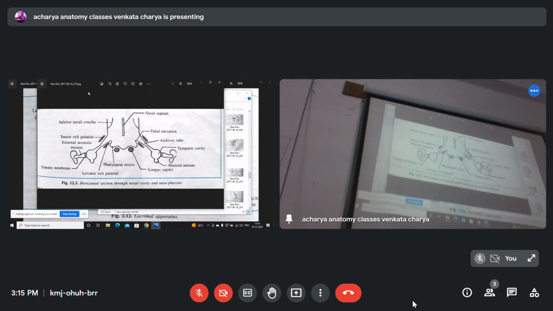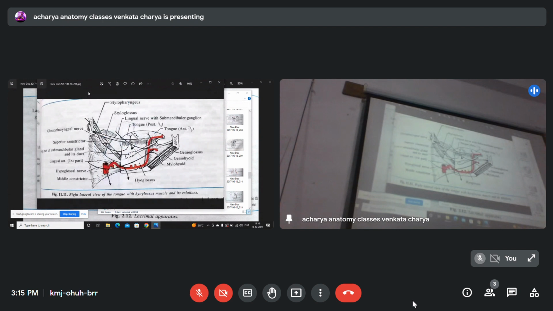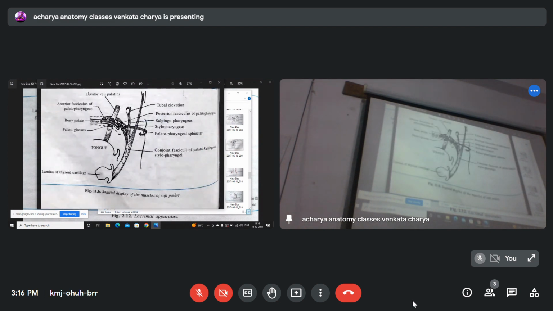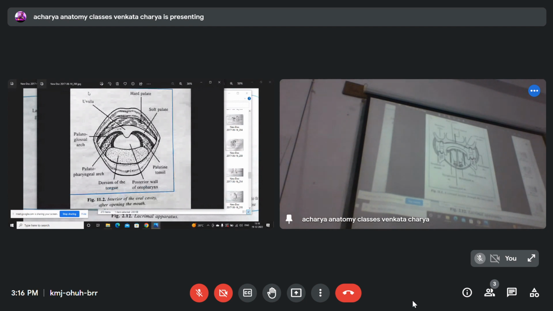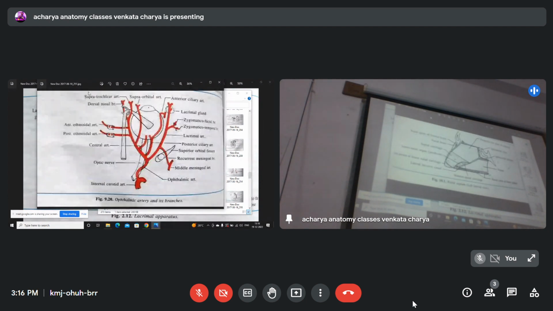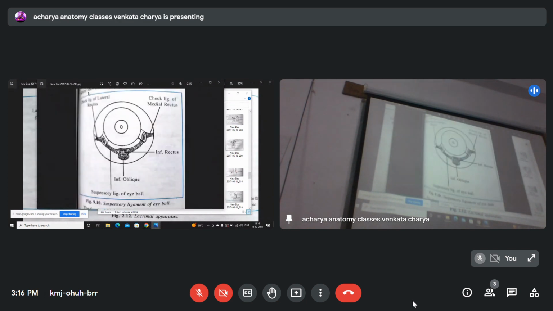Number one, stylomandibular ligament, stylopharyngeal ligament. So these are the ligaments attached to the styloid process.